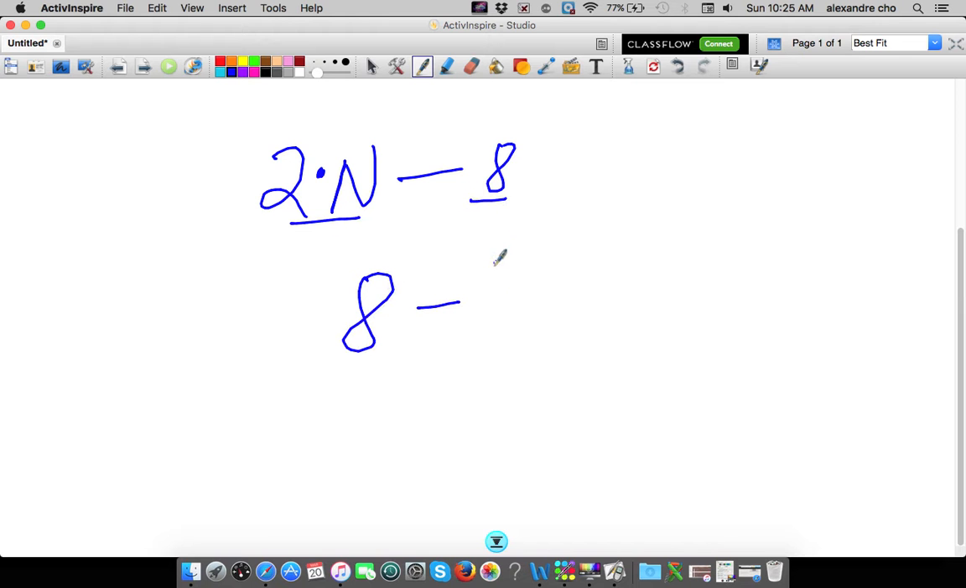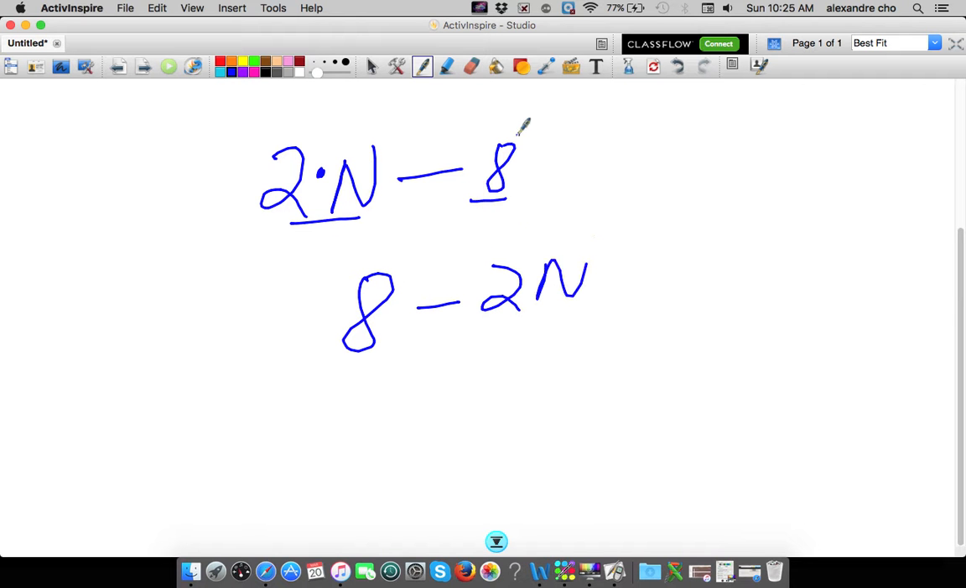Translate twice a number less than 8 to an algebraic expression. Twice a number. So here's my twice. Twice means multiplication. Twice a number that I have no idea what it is, so I'm going to represent that with n. Less than is subtraction, and 8. Final answer? Nope, because this is a turnaround word. Less than. So when it's less than, we got to switch our terms here. So 8 will come to the front, and my 2n will take a little ride to the back.